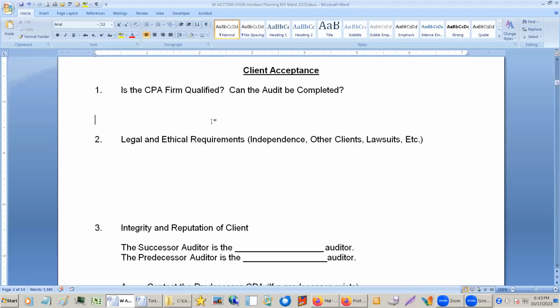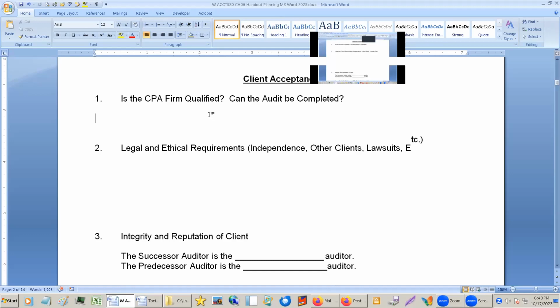If someone walks into Burger King and orders fries, they don't care whoever they are. They order the fry, they pay, that's it. And there are people that kind of think that's what they do with auditing, but they actually don't. You have to really determine whether you are able to or want to take the audit. Okay, is a CPA firm qualified, and can the audit be completed?